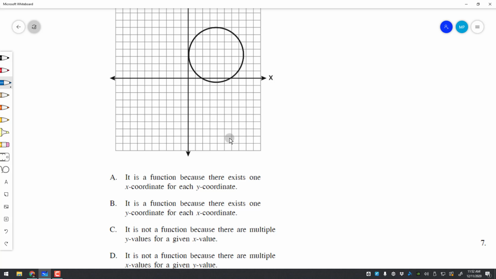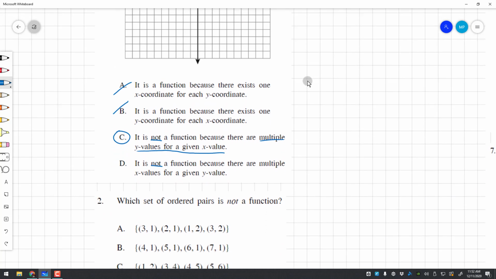So remember, to check whether or not something is a function, we had what was called the vertical line test, which says if we draw a vertical line anywhere, it should not pass through our function more than once. If it does, it is not a function. In this case, this fails the vertical line test and is not a function, because for this x value, there are two different y's. There are multiple y values for a given x. So number one is C.